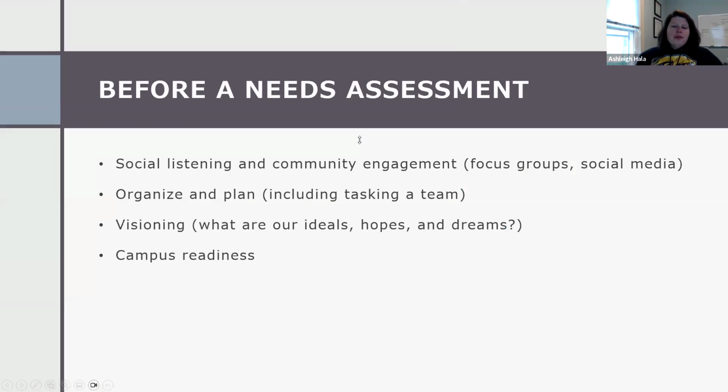So a couple of things that you want to consider, and this would actually be before you even put a needs assessment into place, right? A couple of things you want to do. One is this concept of social listening and community engagement.